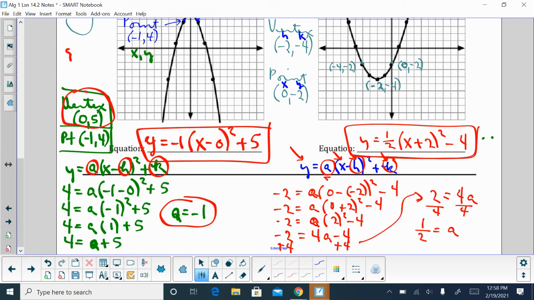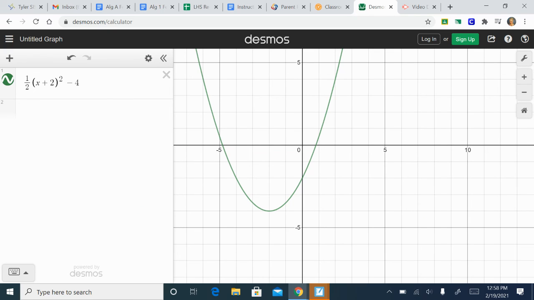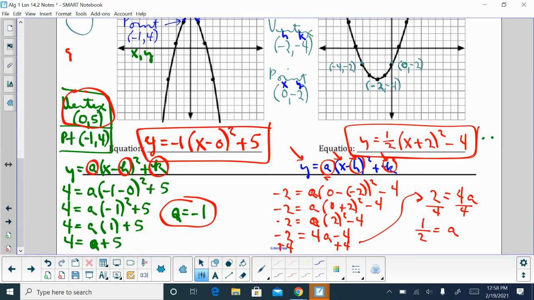And I went ahead and I plugged that into Desmos to see how my graphs compared. There we have it. Pretty darn similar. There, we are done with the last example for this lesson.